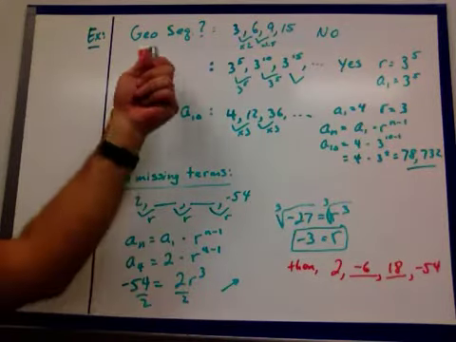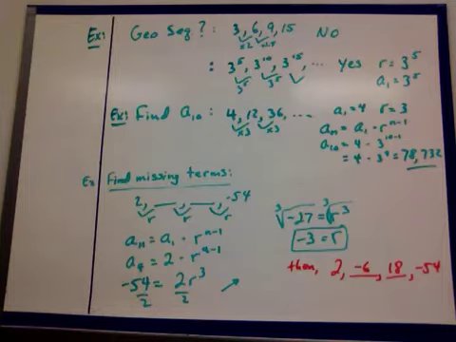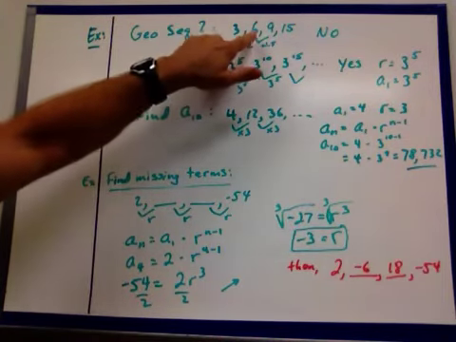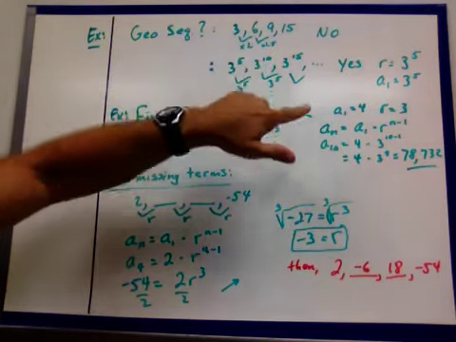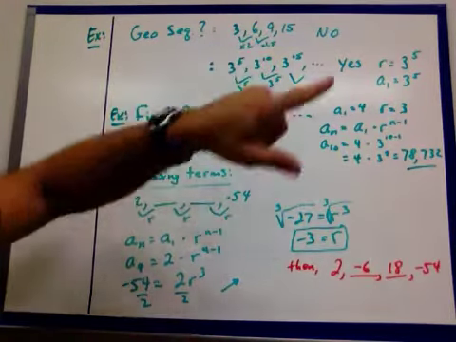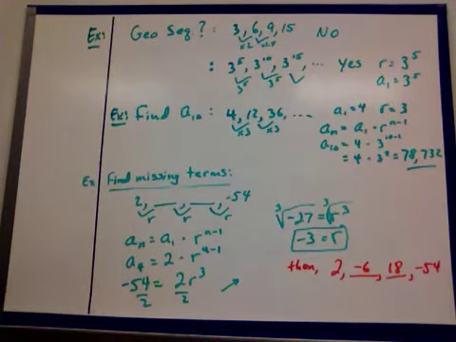First question, is this a geometric sequence? 3 times 2 is 6, but 6 times 1.5 is 9. So we don't have a common R, so no, this one isn't. Not like the first one we did.